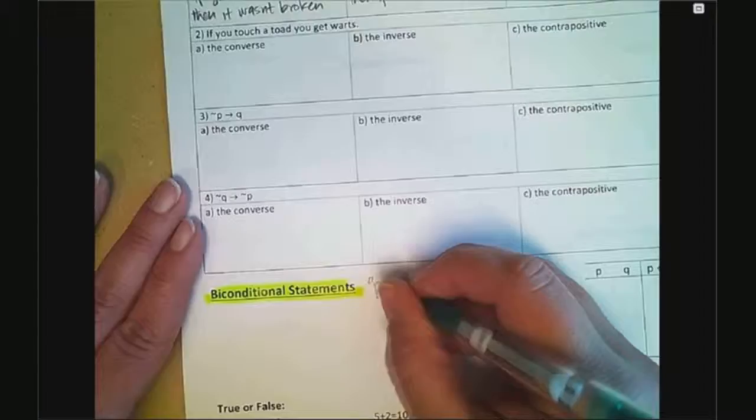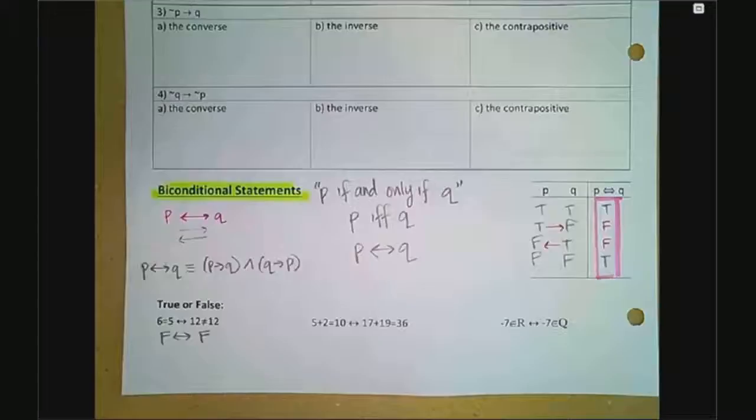6 equals 5. That's false. 12 does not equal 12. That's false. If I have false, if and only if false, I need to look at it in both directions. If I go in this direction, it works. Going from false implies false works. Going false implies false in the other direction works. This would actually be true.